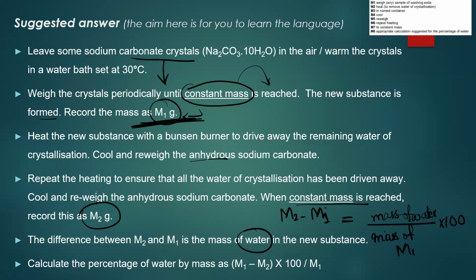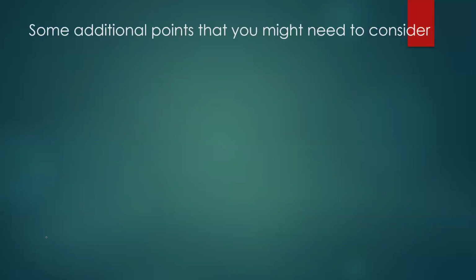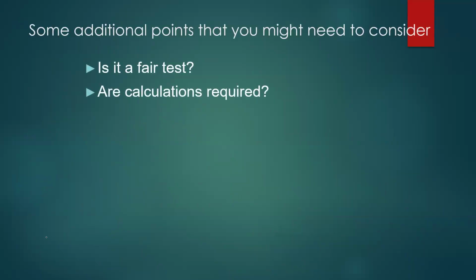In the end, you have to mention how you will obtain that thing, how you will fulfill that purpose. Some additional points they need to consider. Is it a fair test? For a fair test, you have to take equal volumes in all of the experiments. If you're comparing 2 or 3 substances, then to make it a fair test, you have to take equal mass, equal volume, equal concentration of all of the substances. Are the calculations right? If they require any calculation, then you have to mention the calculation in the last step.